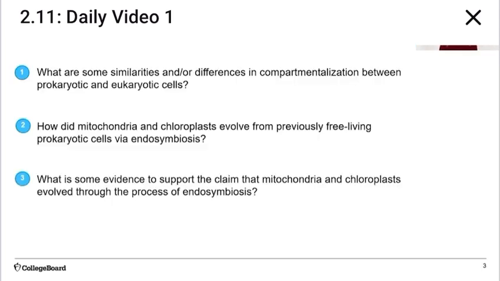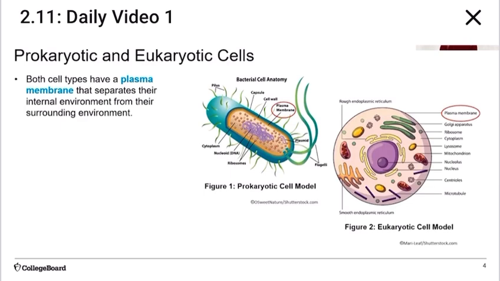In this lesson, I will discuss some similarities and differences in compartmentalization between prokaryotic and eukaryotic cells, and then talk about how the mitochondria and chloroplast evolved from previously free-living prokaryotic cells via endosymbiosis, and share with you some evidence to support this claim. There are two main cell types that make up living organisms, prokaryotic and eukaryotic cells.